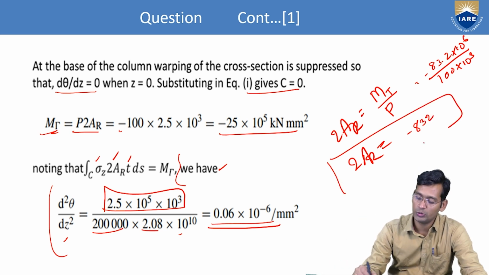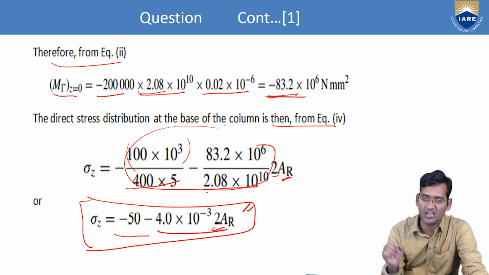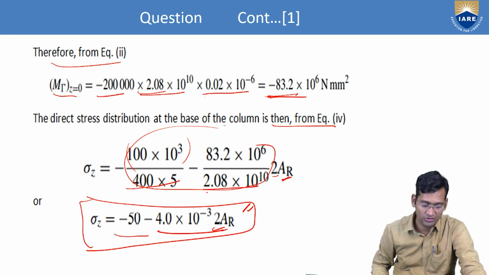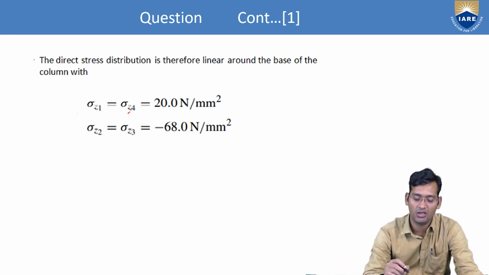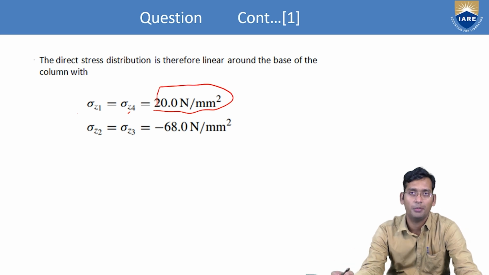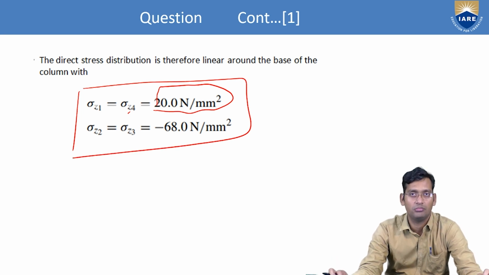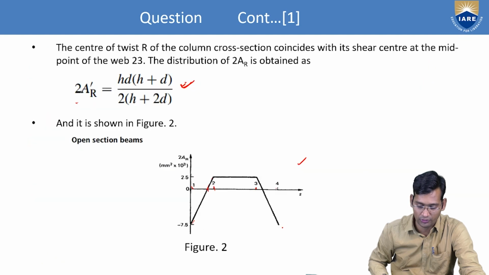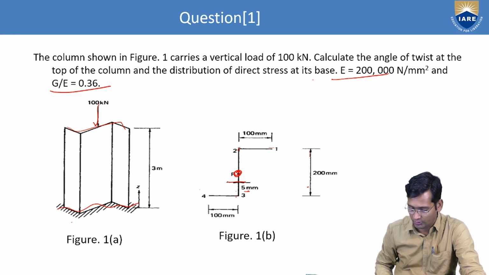Okay, so now just put this 2AR value in this equation. After putting the value, subtract it from the 50, then you will get the value of sigma z. So sigma z1 equals sigma z4, that gives 20 newton per mm square, and sigma z2 equals sigma z3, as minus 68 newton per mm square. So now we have the shear stress distribution on first and fourth, that is similar. The shear figure itself you can also see. So 1 and 4 will be equal, 2 and 3 will be equal.